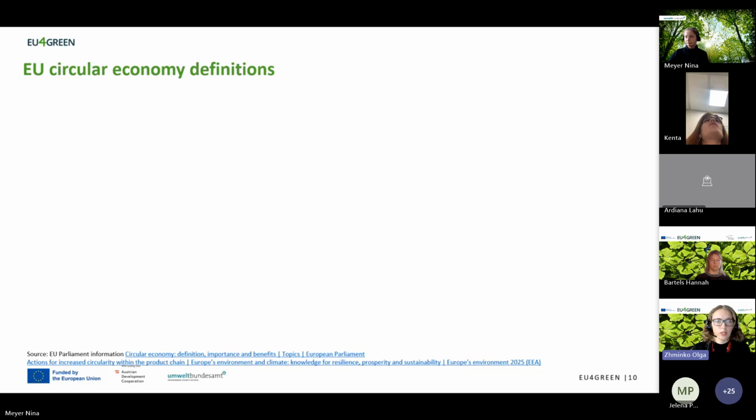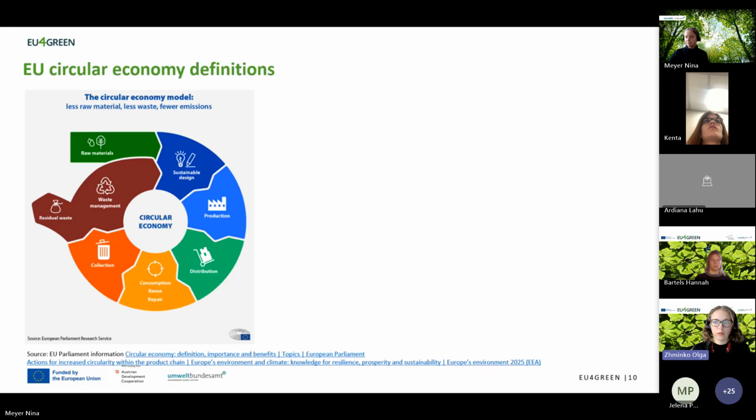Yeah, so just to illustrate, on the first pillar on circular economy definition, we have, for example, the definition used by the EU Parliament, where you see the different stages or strategies of circular economy, starting from raw materials, going to sustainable design and production, then distribution, consumption, collection, and waste management and residual waste. And most commonly, in respect of financing, when we talk about circular economy, the project would be considered about recycling and waste management.